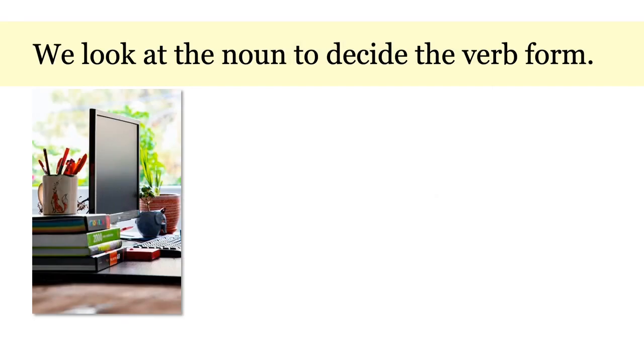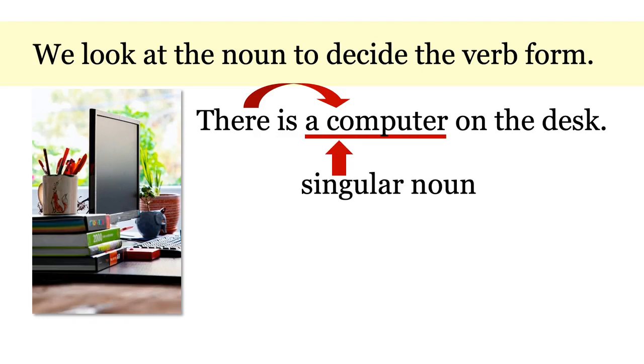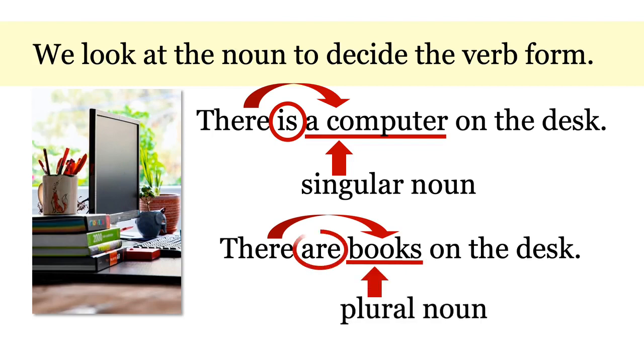We look at the noun to decide the verb form. Here is a sentence. There is a computer on the desk. Instead of looking at there, we look to computer, the main noun in the sentence. This is a singular noun, so we use the singular form of be. There are books on the desk. Here, we look at books, and this is a plural noun. So, we use the plural form of be. There are books on the desk.